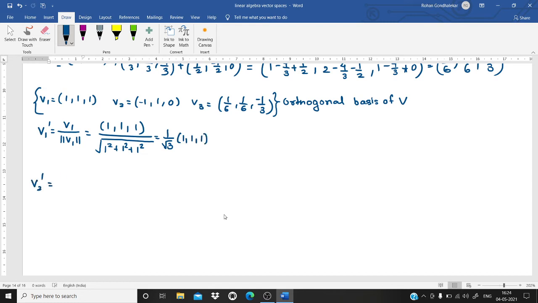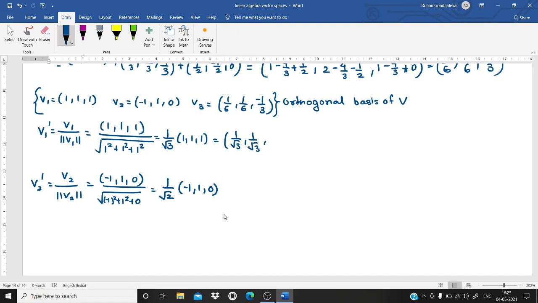Now v2 dash. What is v2 dash? v2 upon norm v2. So what is the v2 vector? Minus 1, 1, 0. What is its norm? Square root of minus 1 square plus 1 square plus 0 square, which is 1 upon root 2 into minus 1, 1, 0. Okay, you can further write this as 1 by root 3, comma 1 by root 3, comma 1 by root 3. This vector as minus 1 upon root 2, comma 1 upon root 2, comma 0, as per your convenience.